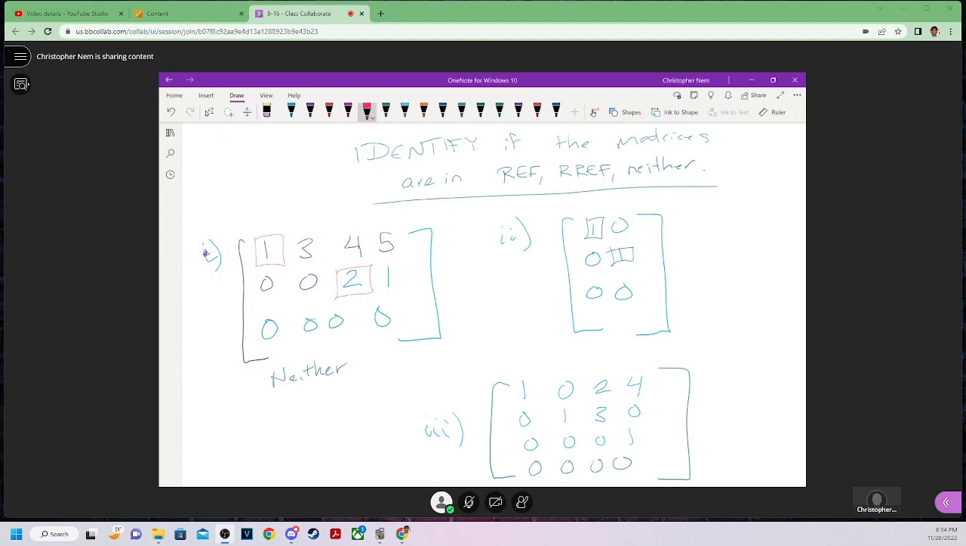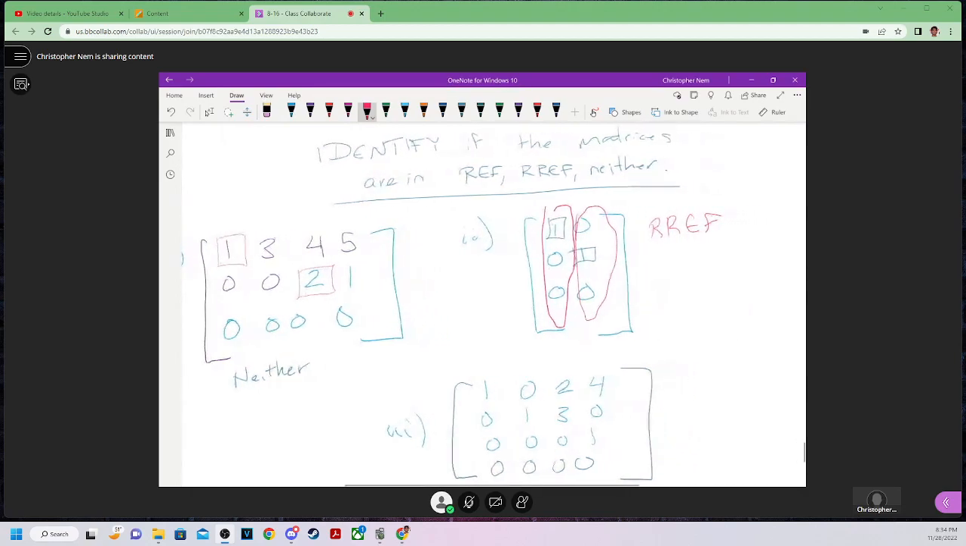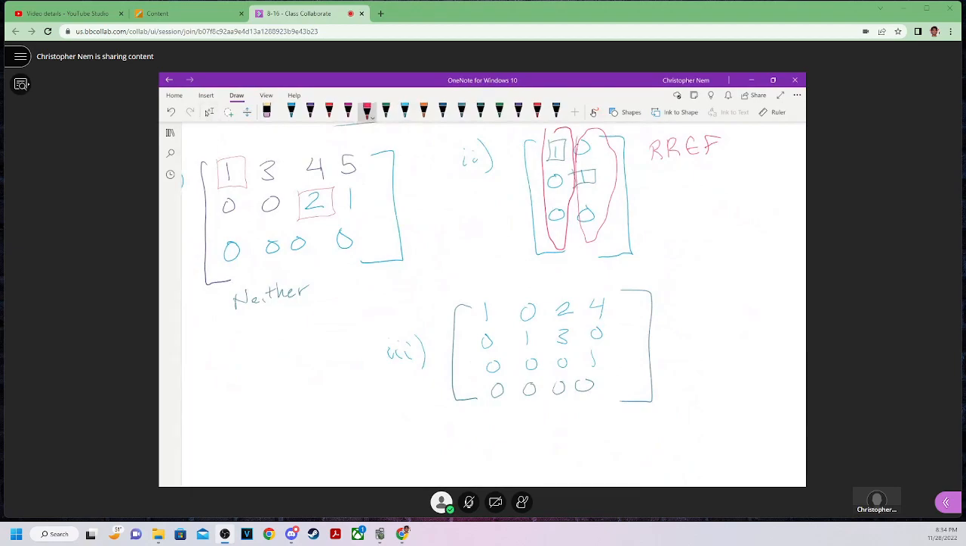However, if we want to take a closer look at this, this column with the leading entry 1 has only zeros outside of the leading entry, and this column with the leading entry 1 has only zeros above and below it besides leading entry 1. So this is going to be reduced row echelon form. Keyword is reduced.